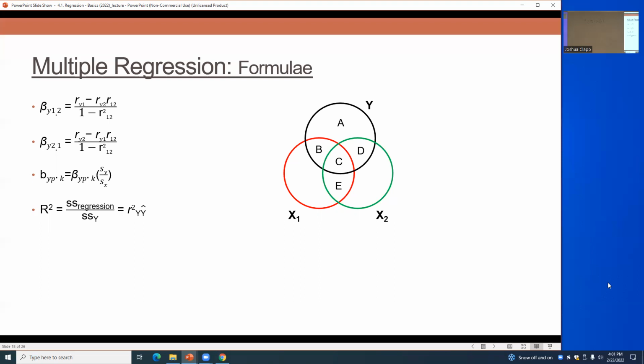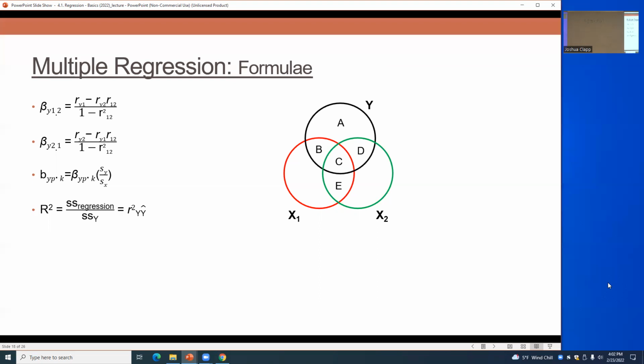For my standardized coefficient for X2, what I'm going to get is the correlation of Y with X2 minus the product of the correlation of Y with X1 times the correlation of X1 and X2, all over 1 minus the squared correlation of X1 and X2. My unstandardized coefficient is going to be the product of my standardized coefficient times the standard deviation of Y over the standard deviation of X.